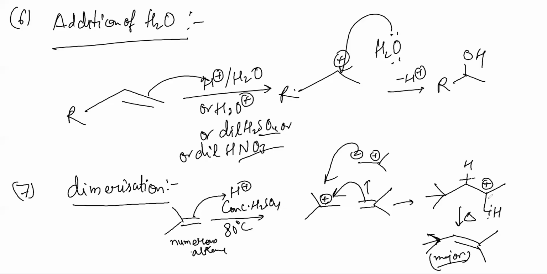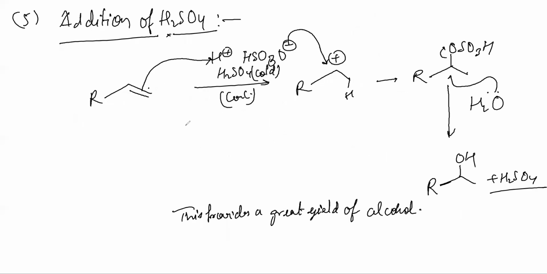The minor product will be formed when this hydrogen is removed. Can any minor product be formed from HSO3? No. Because it is happening at higher temperature, HSO4 minus pulls the H plus, it tries to get a base. At high temperature, elimination is favored. I told you, in the previous reaction, addition was happening because it was cold.